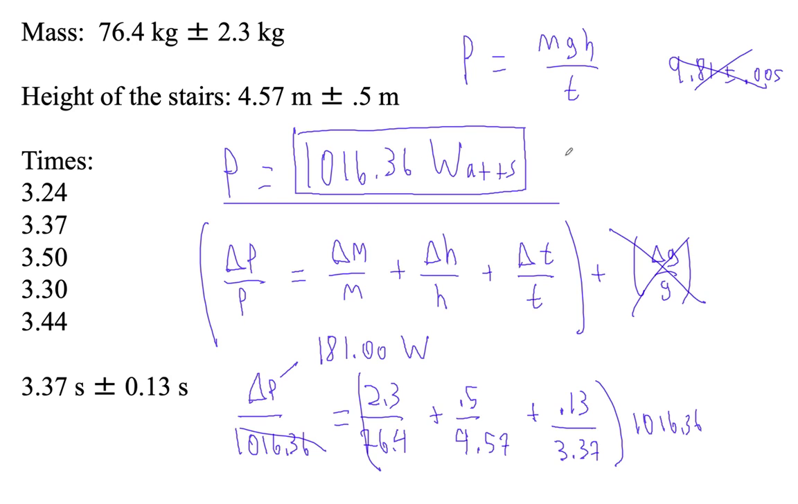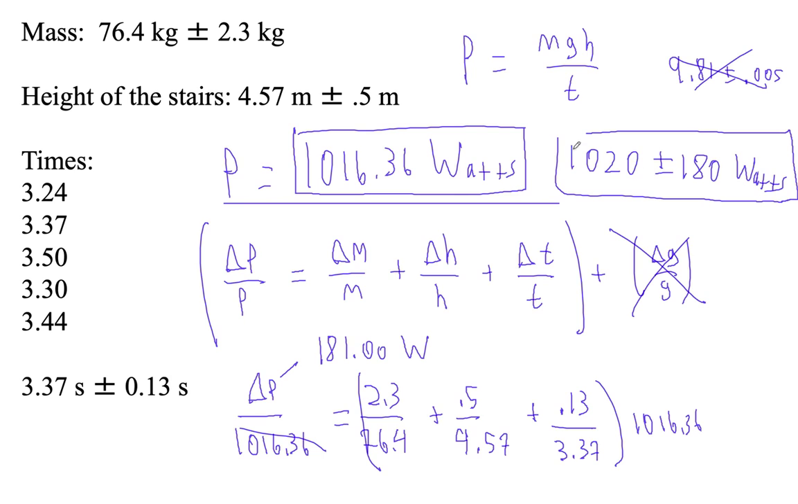Okay. So what am I going to say here? I think what I want to say is I need to make this a two-digit uncertainty. So I'm going to say that it's 1,020 plus or minus 180 watts. And ultimately, I want you to give me a final expression like this. I want you to write it down like that. What is it? And it's plus or minus what?